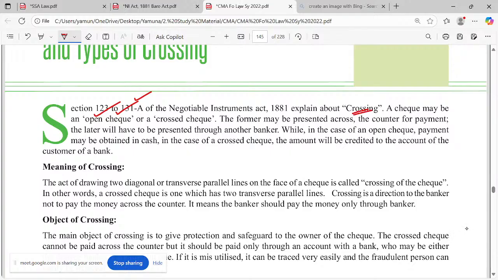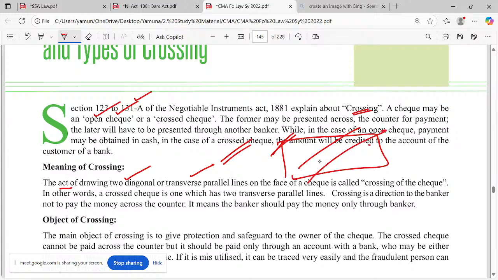I'm not going word by word. CMA Foundation, it's there in your material. Others, just have a glance. It's the act of drawing two diagonal lines or transverse parallel lines. So either you do it like this, or if this is the check, either in the corner or somewhere over here, like this, double crossing. This is what you call crossing of the check.